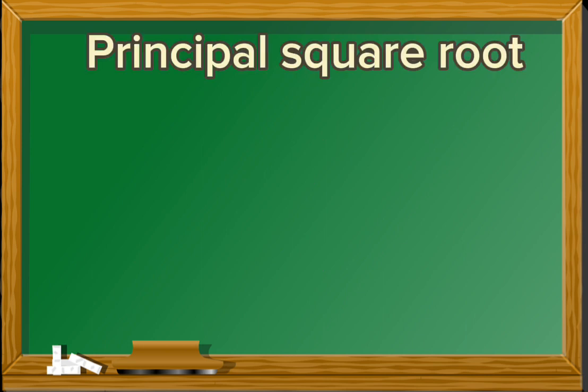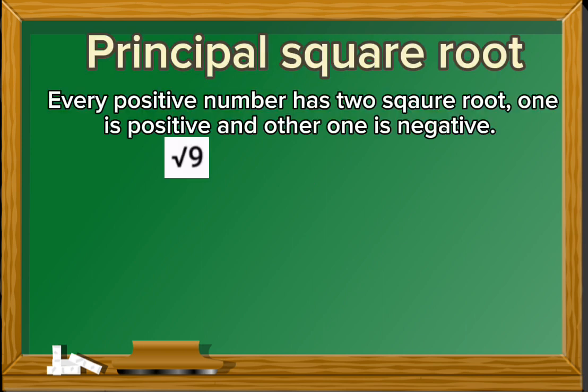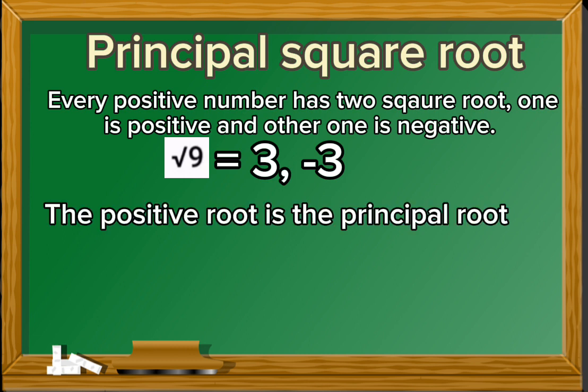What is a principal square root? Every positive number has two square roots. One is positive and the other one is negative. An example is the square root of 9, which is equal to positive 3 and negative 3. The positive root is the principal root.